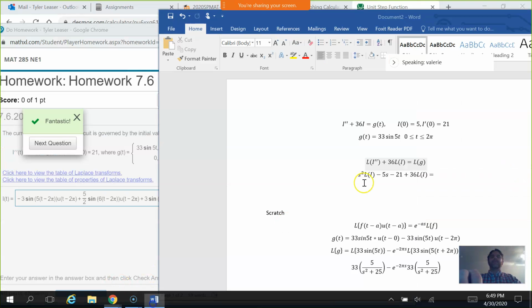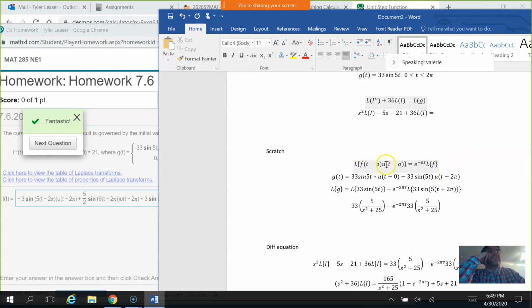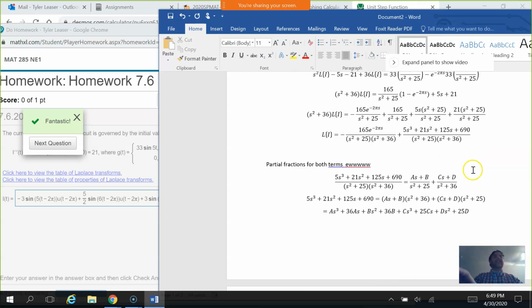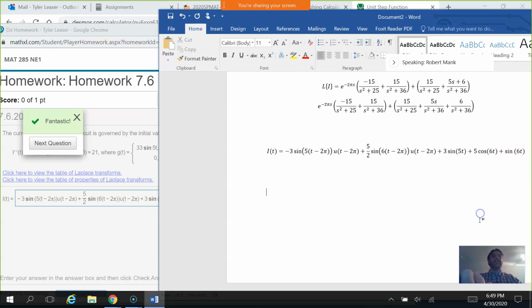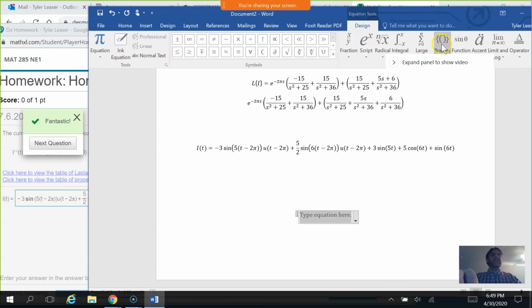Wait, so are the u's not like the union thing? Are they different u's? They're different u's than the union thing. This just stands for a function. What this stands for is it just tells you that the function starts at that location. There is a formula for it, but it's not like a fun formula. It's 0 when t is less than a, and it's 1 when t is greater than a. So that's my function u.